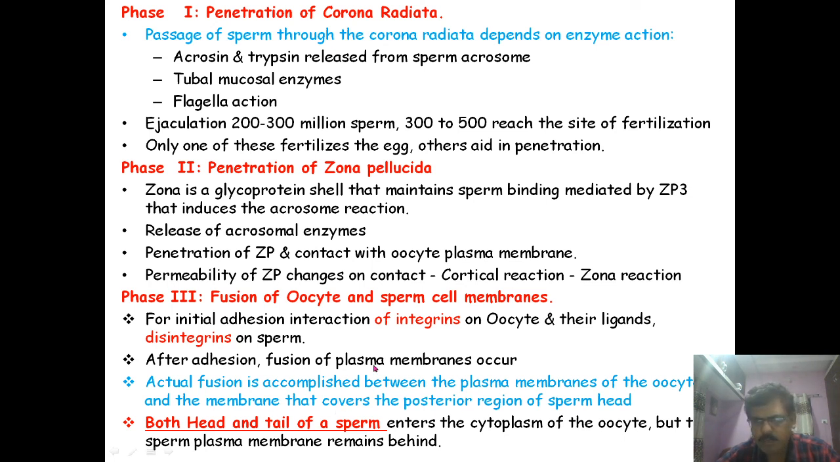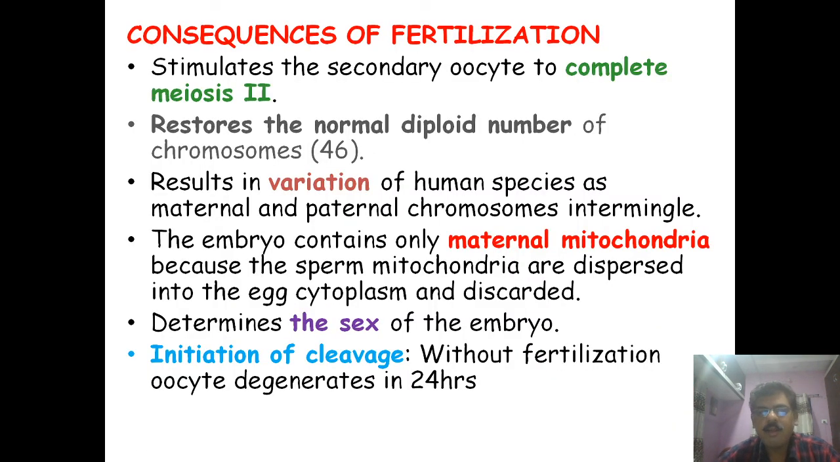Actually, there is a fusion between the pronucleus of the male and the pronucleus of the female to form the zygote. Lastly, what are the effects or consequences of fertilization? Fertilization stimulates the secondary oocyte to complete meiosis II to form the second polar body. It restores the normal diploid number of chromosomes: 23 chromosomes from the male and 23 from the female fuse together to restore the diploid number, 2n, which equals 46.